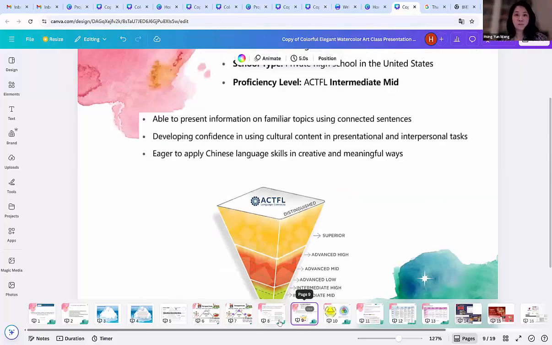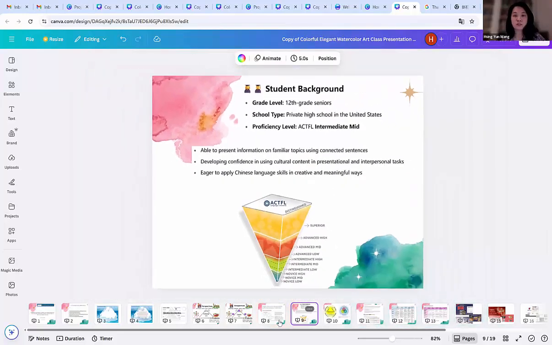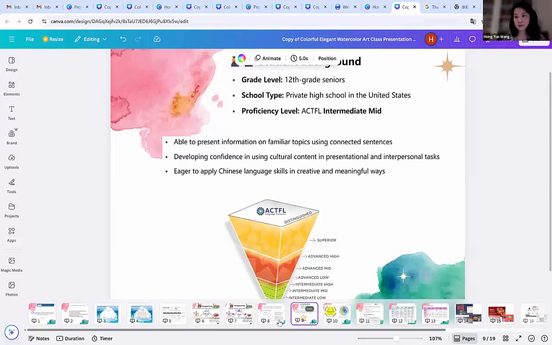Okay, and then for my students, I would like to describe the student background: 12th graders, seniors going to graduate, private high school, in-person class, and their level is F4 intermediate mid. We can see that at the lower level, the topics they can talk about are familiar ones and not so broad. But the higher level is very hard to reach easily because it should be so broad, okay? And I didn't teach them the first 3 years. I'm just a part-time teacher for them, so I only teach them the last year.